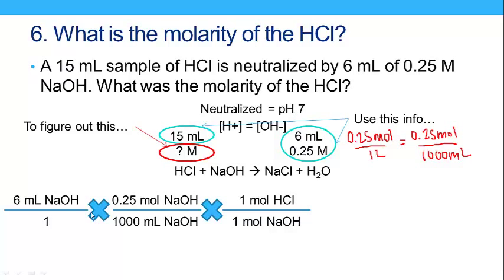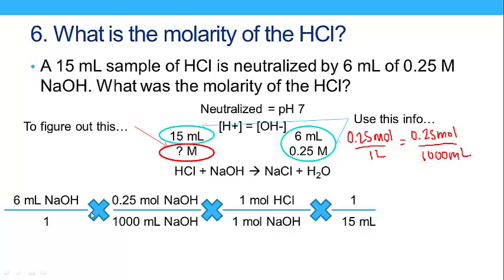We get this from the balanced equation. It's just a mole ratio. So there's 1 mole of HCl for every 1 mole of NaOH. At this point, if I solved this problem, it would tell me how many moles of HCl. I don't want moles, I want molarity. So I'm going to have to take my answer here and divide it by how many liters I have. I'm going to put milliliters on bottom because I know there's 15 milliliters.